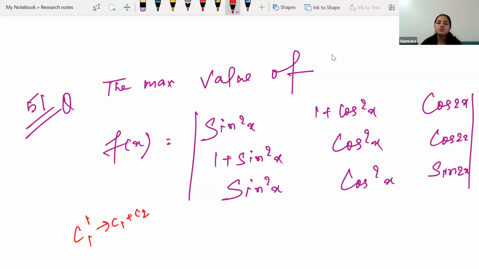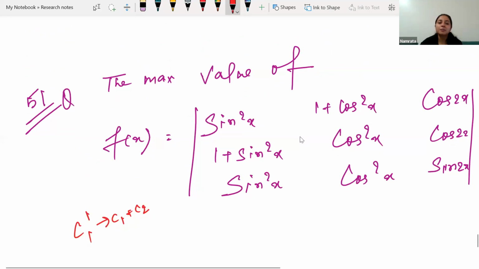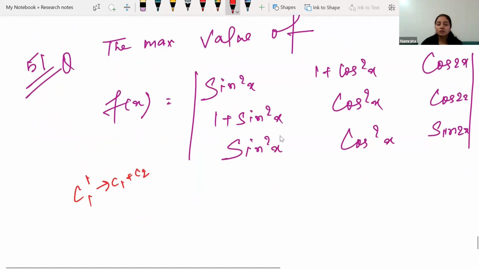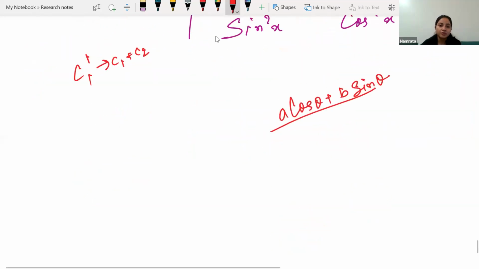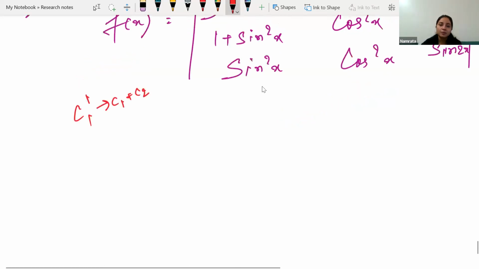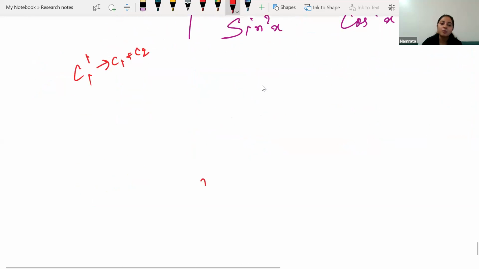So please use the elementary operation over here, solve this determinant, and then we will be finding the maximum value of the obtained determinant. When you get the answer of this determinant after applying the elementary operation, the answer will be in the form of a cos theta plus b sin theta. Let me write it the proper way, in the standard form: the answer will be in the form of a sin theta plus b cos theta.